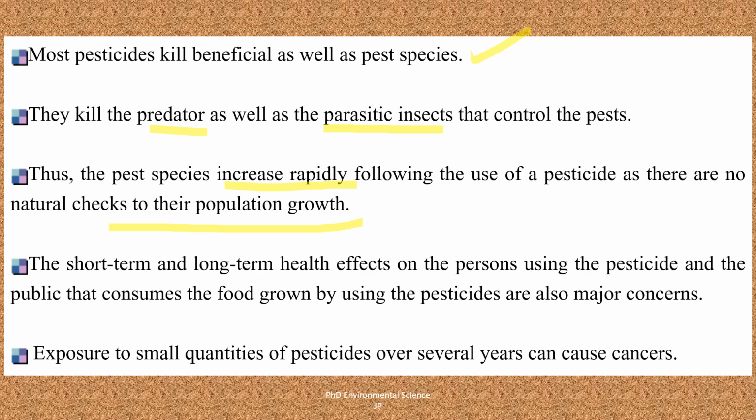Then short-term and long-term health effects on the persons using the pesticides and the public that consumes the food grown using the pesticides are also major concerns. Pesticide exposure poses immediate health risks to agricultural workers who handle these chemicals during application. Acute effects can include skin irritation, respiratory issues, and neurological symptoms if proper safety measures are not followed. And exposure to small quantities of pesticides over several years can cause cancers.